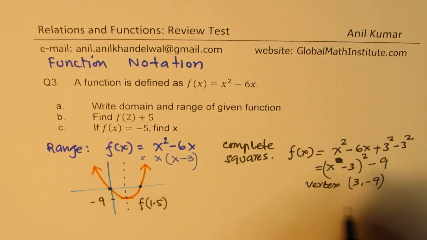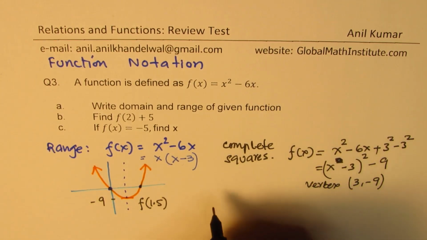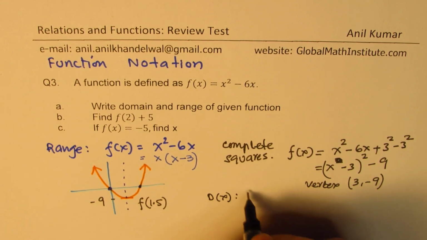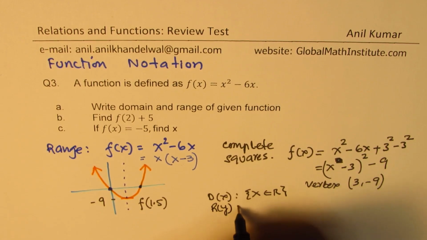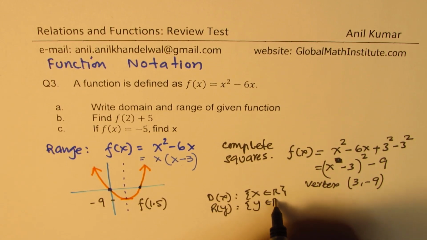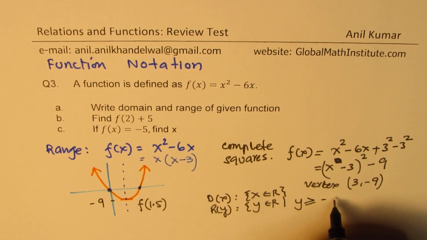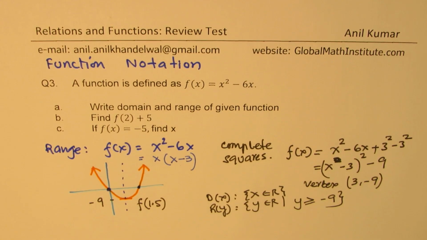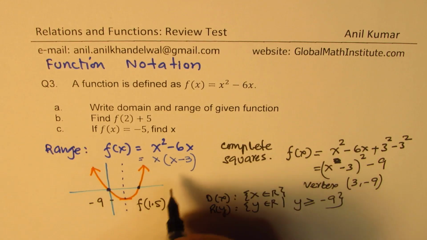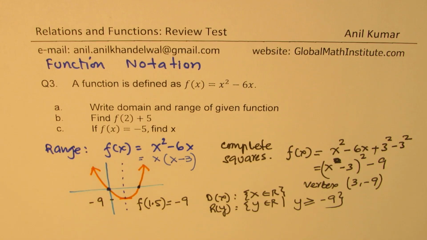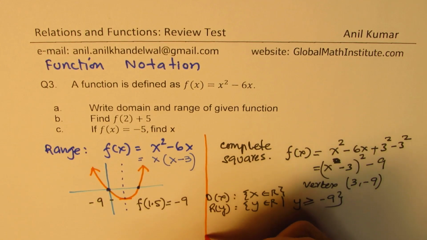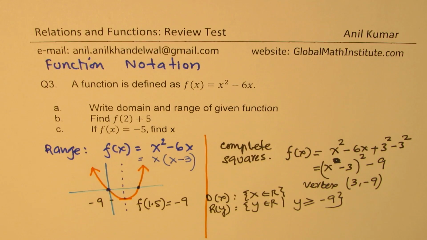So we can say that for this given function, the domain is x belongs to real numbers. However, the range is y belongs to real numbers, where y is greater than or equal to minus 9. So you could adopt any of these methods. If you find the value f of 1.5, you'll get minus 9. That confirms that the minimum value for this function is minus 9, and therefore the range should be greater than or equal to minus 9.